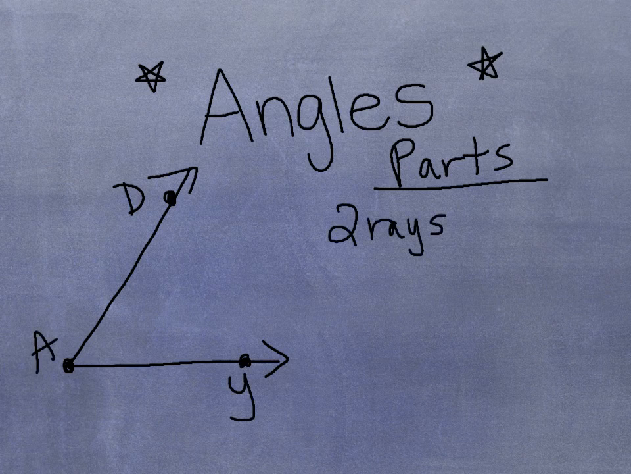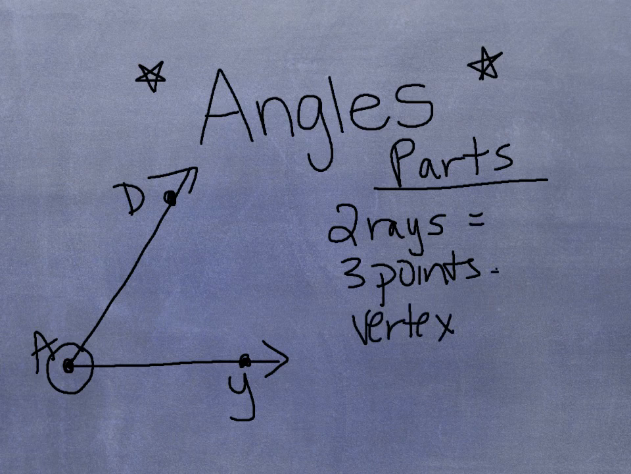Okay, so the angle is made out of two rays, like I said. It also has to have 3 points, which is why I named it D-A-Y. And then it also has something else, which is important right here. The common endpoint is called the vertex.